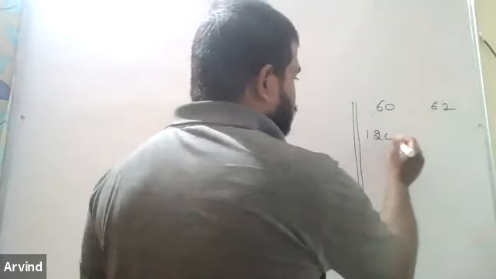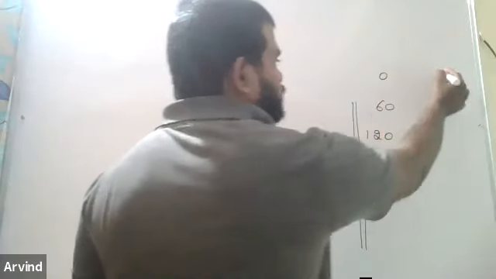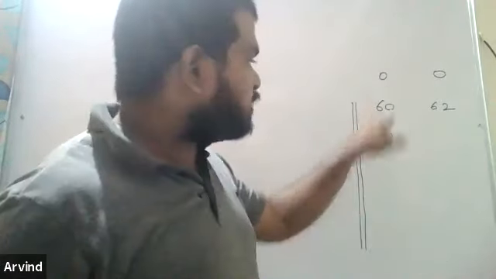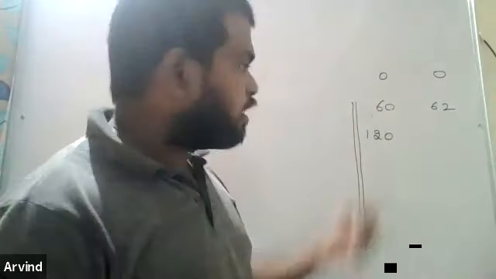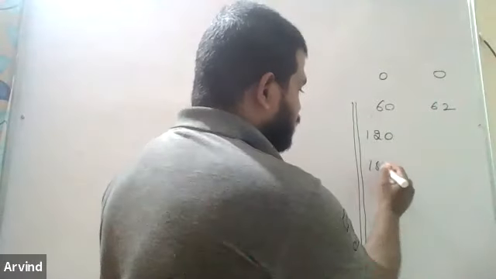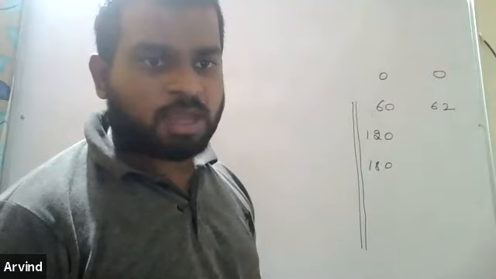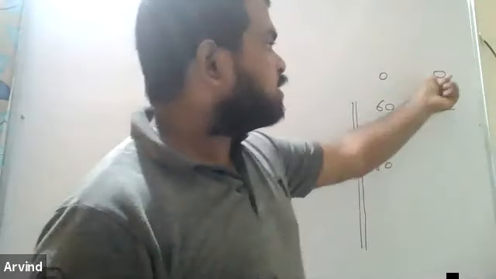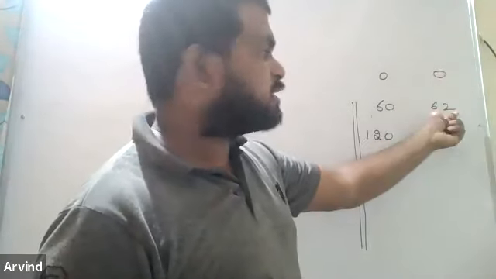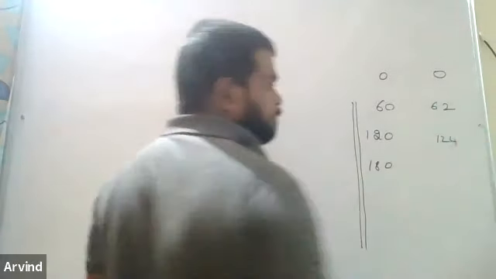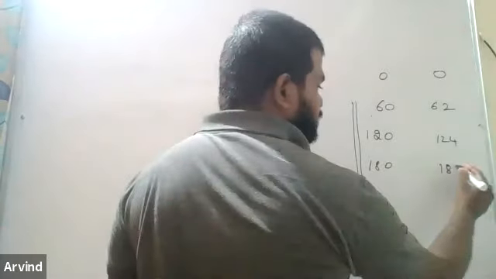Correct? If we start from 0, after 60 seconds it beeps, then after another 60 seconds it beeps, and after that again after 60 seconds it beeps. Similarly, for the other device, we start at 0 seconds. It beeps at 62 seconds, after that at 124 seconds, after that at 186 seconds, and so on. It keeps going.